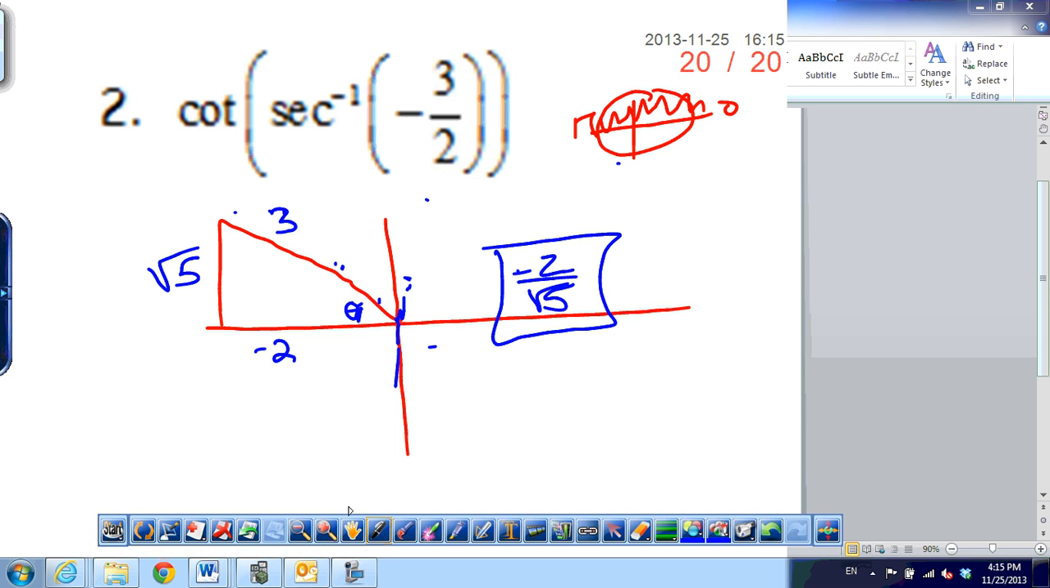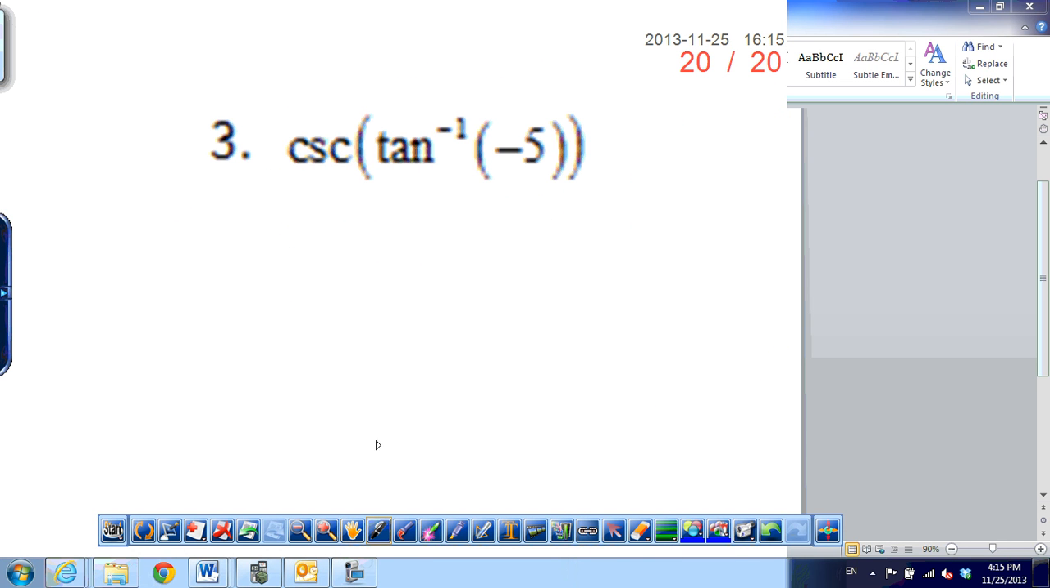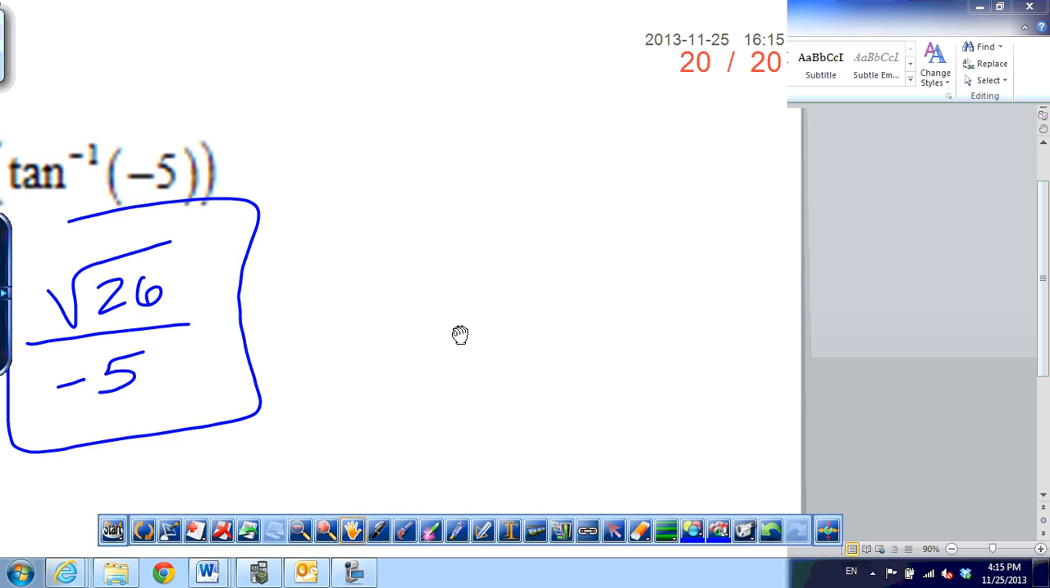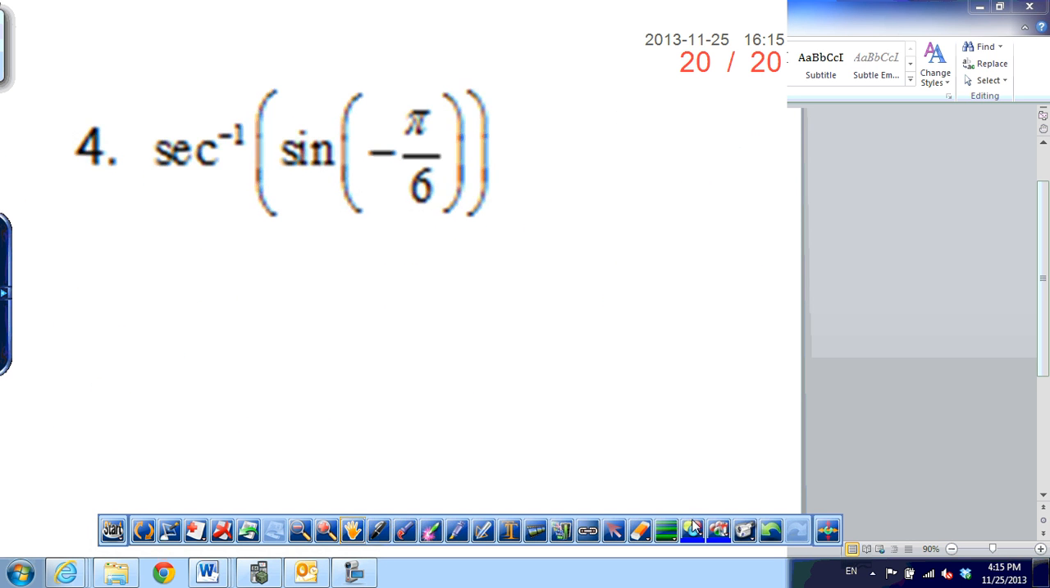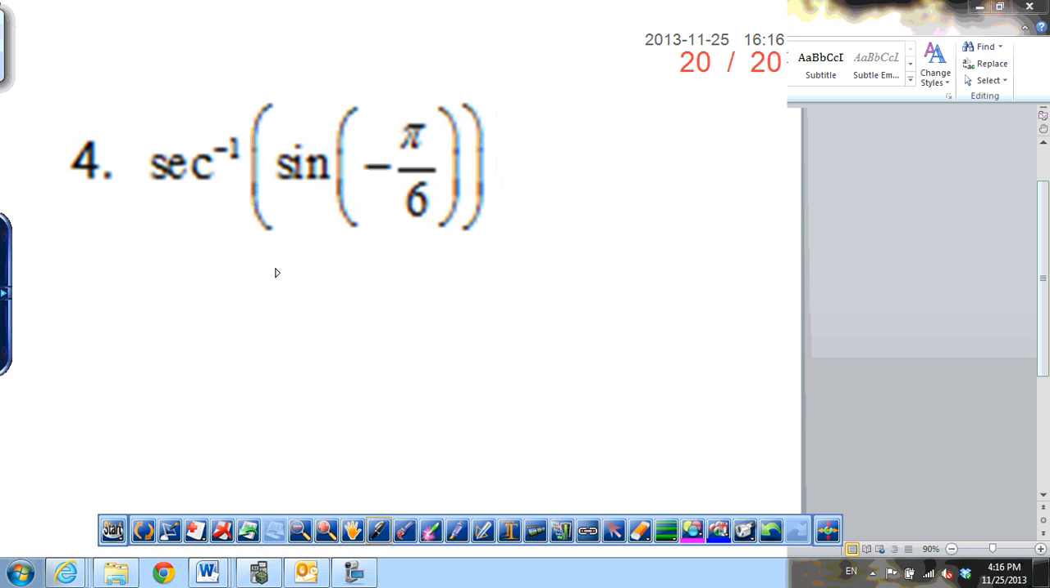Okay? I had the kids do number 3 in class, so I'm just going to tell you the answer. So maybe this is one you can try with yourself with square root of 26 over negative 5. Okay? Then on number 4 and 5, things get a little different. Now the inverse is on the outside. So that tells us where to draw the triangle.